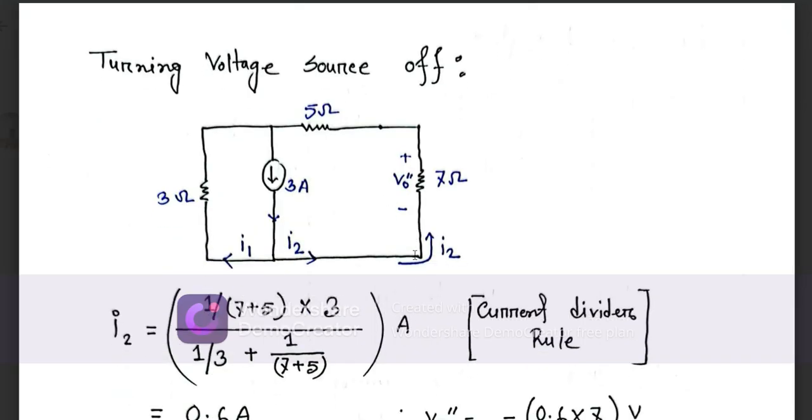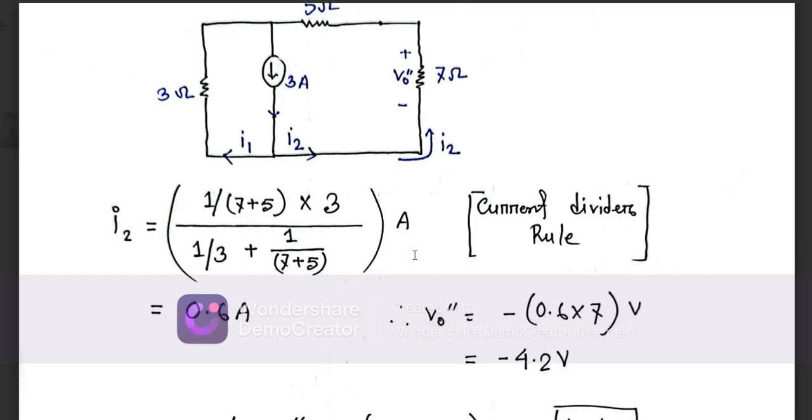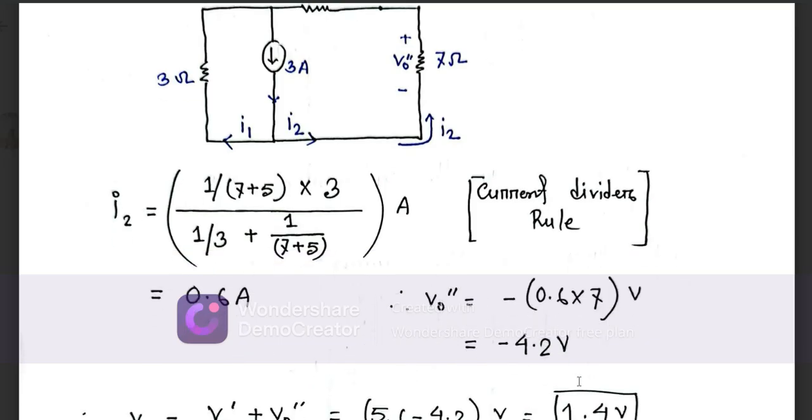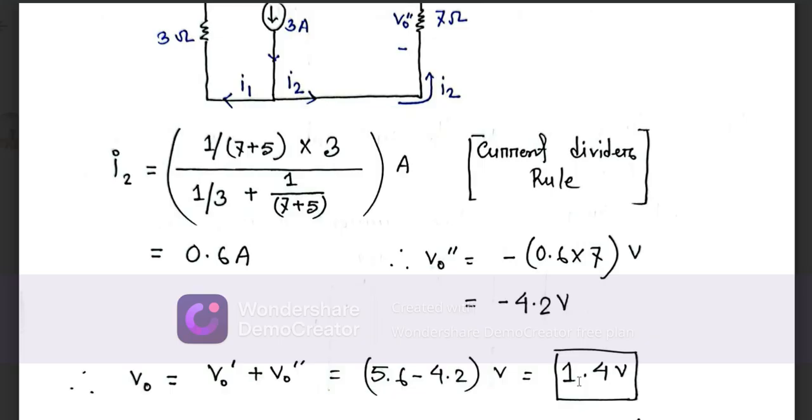So we have done this. We calculated I2 first by using the current divider rule. We all know this is a very basic rule. We have learned it at the very beginning. So we got 0.6 ampere. Then we evaluated the value of V naught double prime. So now we have both the values V naught prime and V naught double prime here. So we will sum them together, and what? We got our V naught, the total voltage. So that's how the superposition principle works.